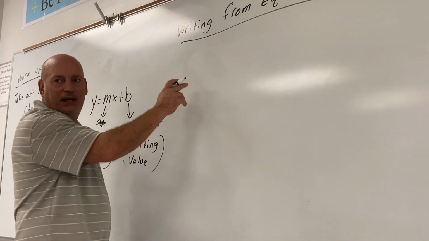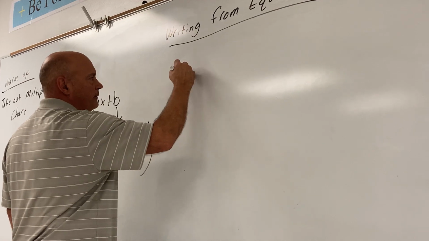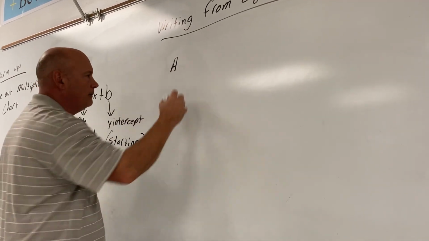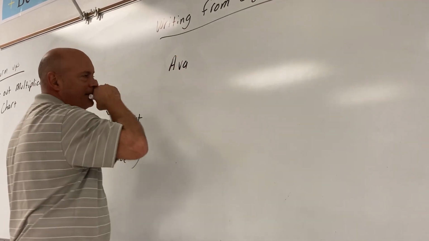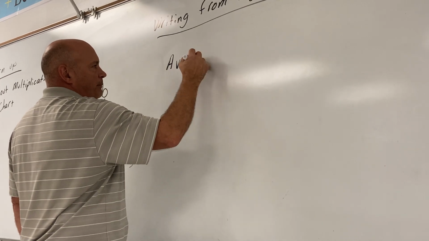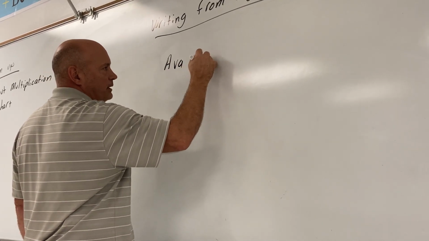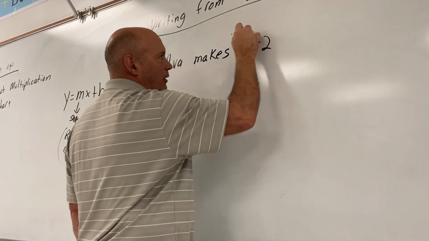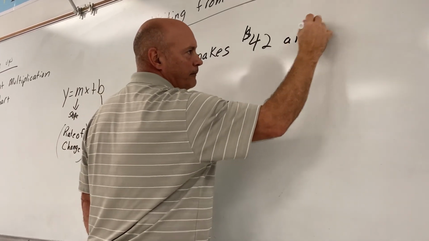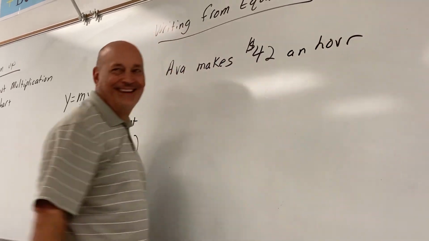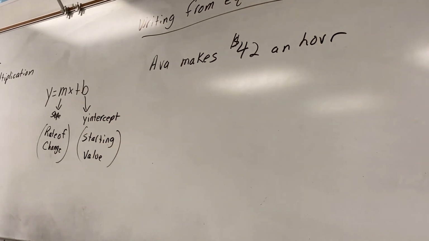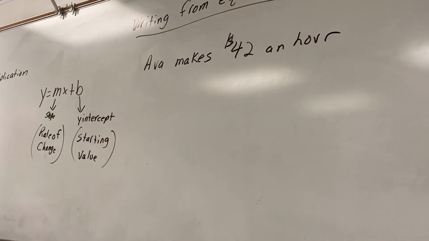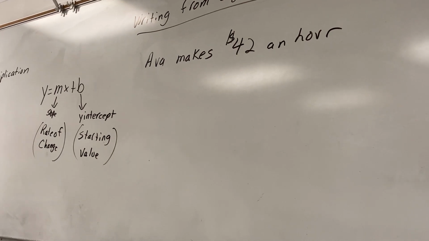All right, let's say Ava. Have I used you before, Ava? Ava makes $42 an hour. Ava wishes she makes $42 an hour. We're in the world of pretend.